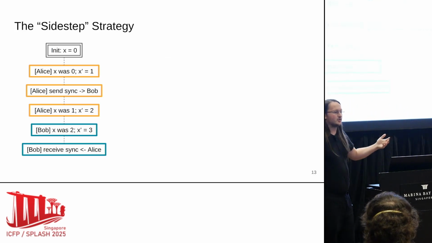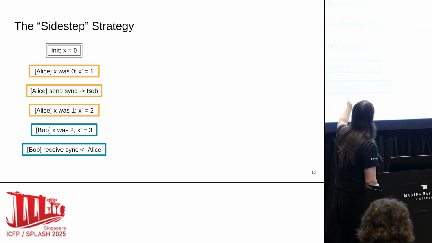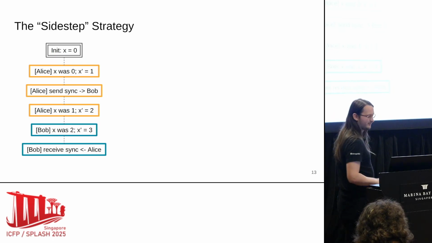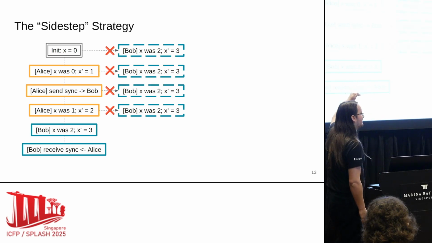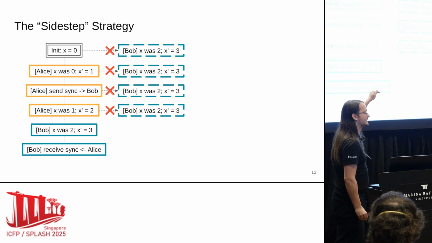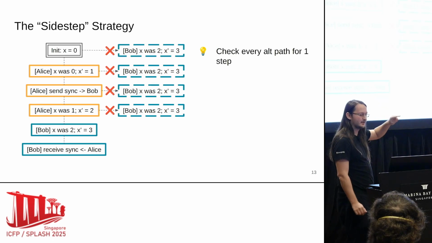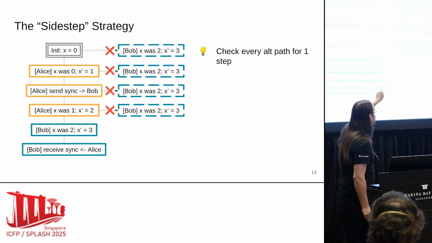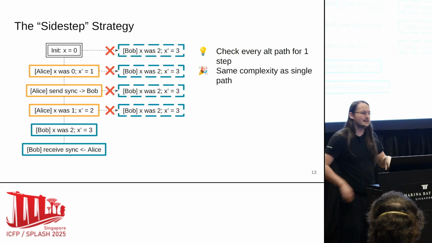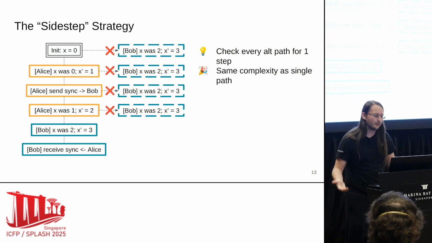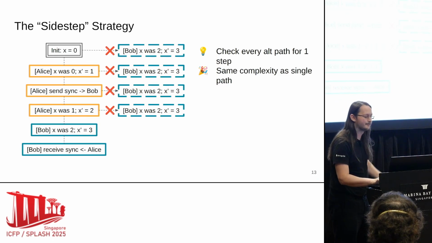So we have this strategy called sidestep, which is essentially we pick one path, and imagine we do get unlucky and we pick the path that would have validated. But for every step of the path, we validate the alternative schedule by one step only. So for every alternative path, each step, just one point of it. And what this gives us is a complexity, give or take a constant factor, comparable to single path, which means when we run it, it doesn't take all day. It takes a few minutes.